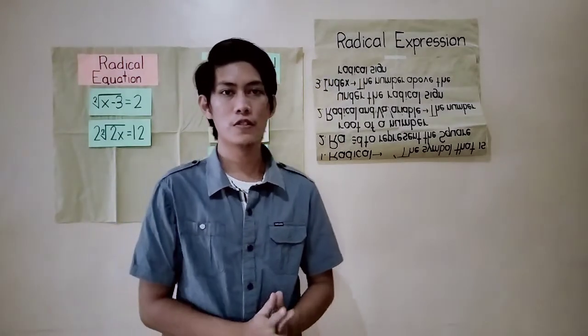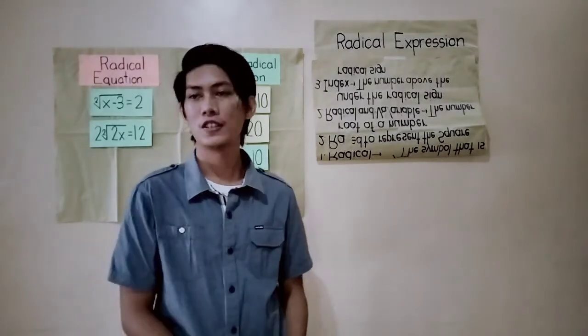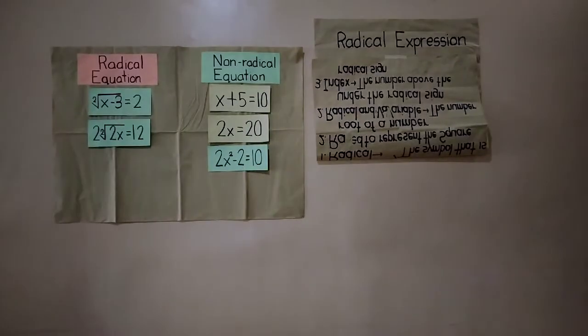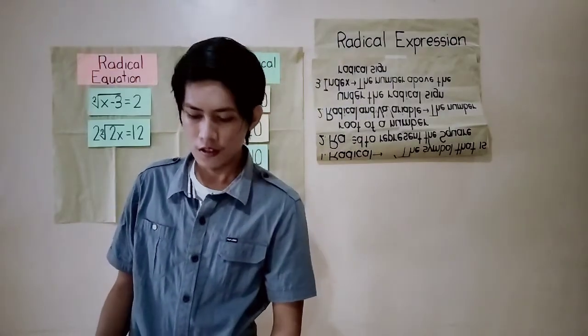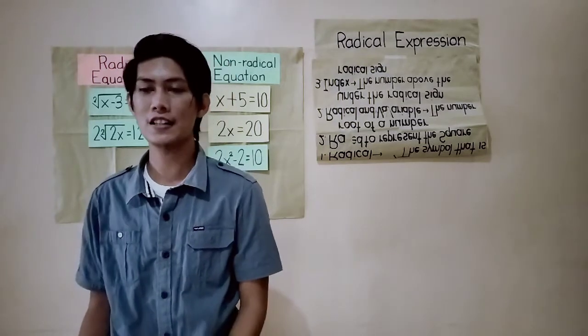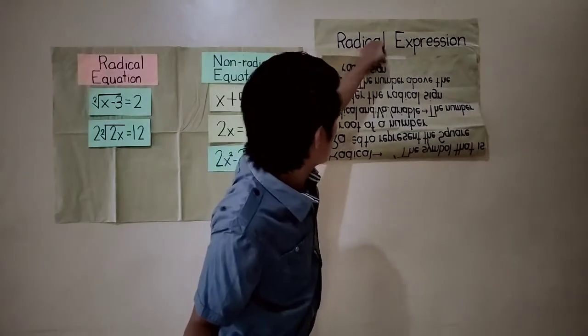So 3, 2, 1. 3 minutes has passed. Let us see your answers. Here, you see your answers. Congratulations, both groups got correct answers. Let us see now the parts of a radical expression here.